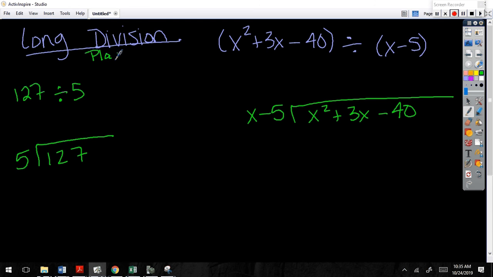Now what placeholders are is, if you have, let's say that I had x squared minus 40 and this 3x wasn't here, okay? Whatever my biggest exponent is, I have to have every exponent below that. So if my biggest exponent was 5, I'd need to make sure I had an exponent of 5, 4, 3, 2, 1, okay? If you don't, you need to hold the place with a 0.